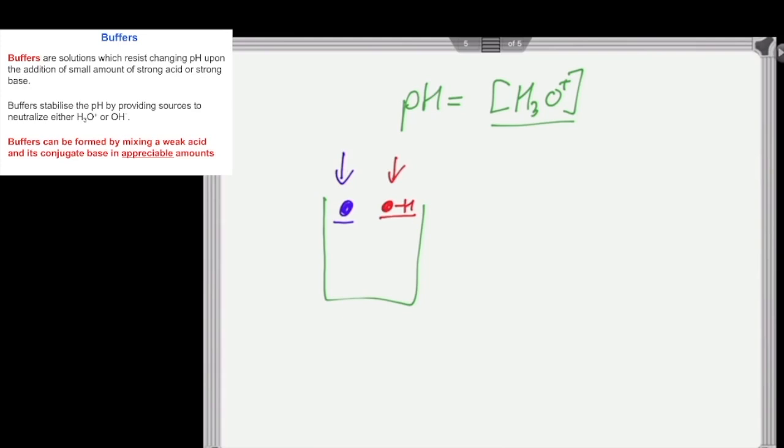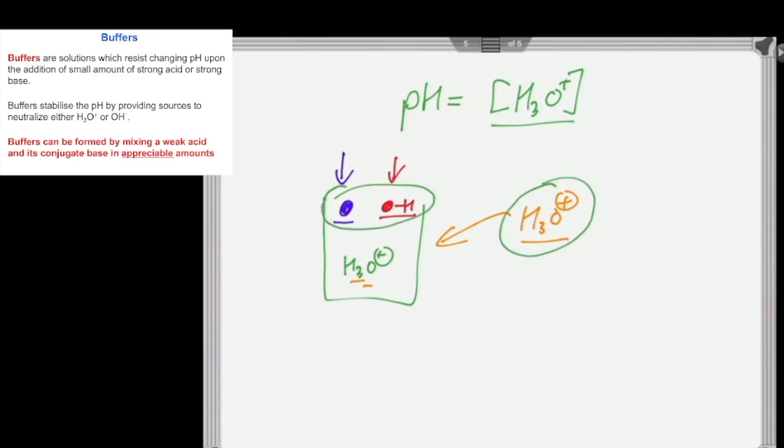And the reason why is because in this solution, I've got H3O plus floating in solution. If I add external H3O plus, what that would normally do is increase the concentration of H3O plus. Having these guys in solution though, when this H3O plus is added, the blue guy, acting as the base, will react with it. And when a base reacts with H3O plus, what does it form?